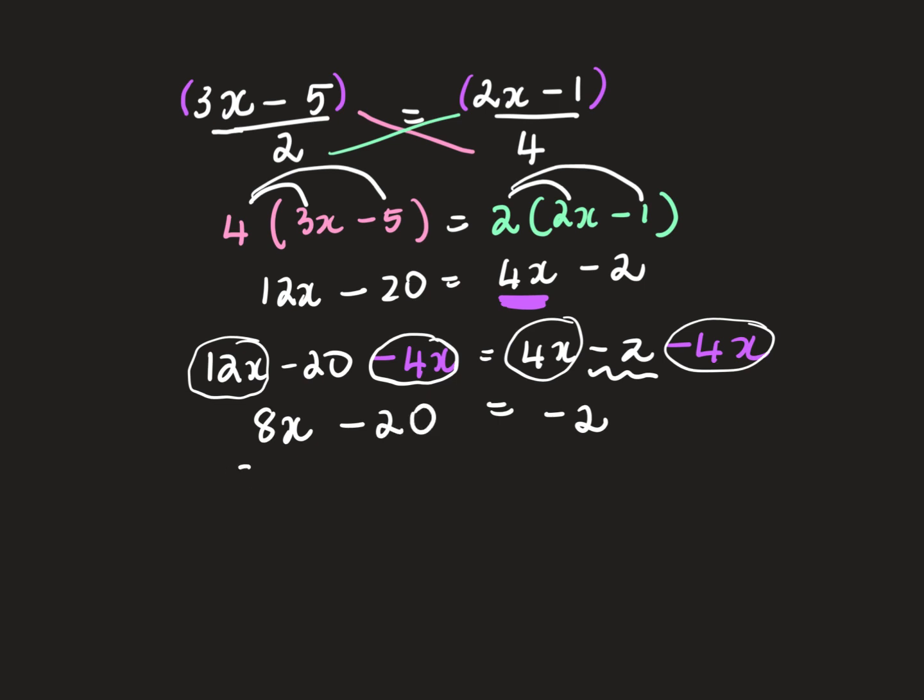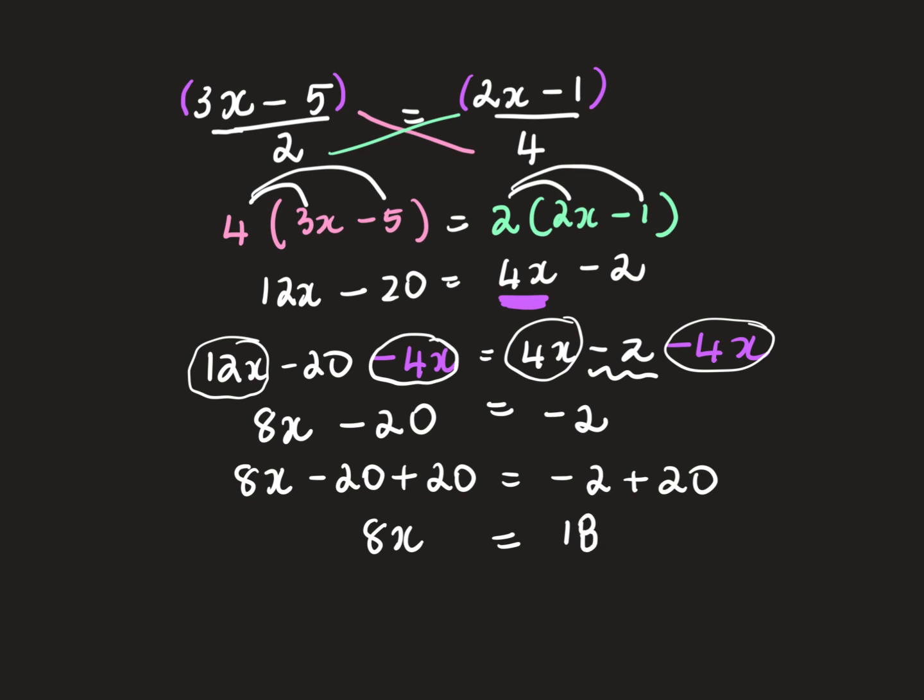What am I going to do next? 8x minus 20 plus 20 equals negative 2 plus 20. 8x is equal to negative 2 plus 20, that is 18, divided by 8. 18 divided by 8 is 2.25. Here's one for you to try yourself. Press pause.